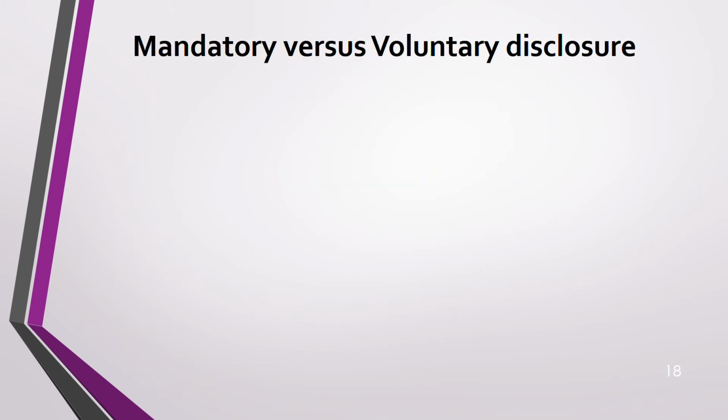Now, mandatory versus voluntary disclosure. The words themselves are very easy to understand. Mandatory means something required by law. You have no option, no choice over there. You have to disclose it. Voluntary is something where you have a choice. You want to disclose or you don't want to disclose. But before I go into it, let us do a small question to test your understanding on these two types of disclosure, mandatory and voluntary disclosure.